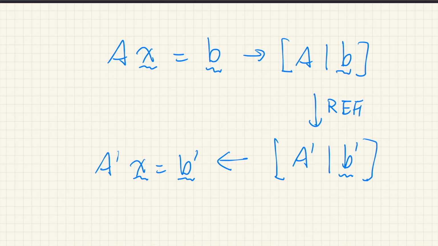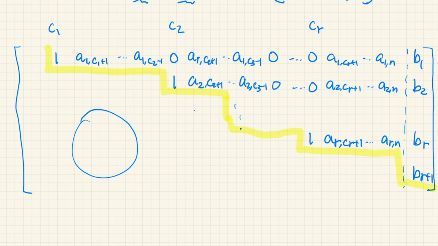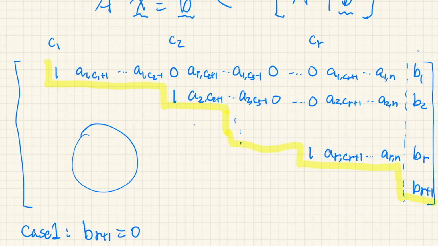For this reason, we may assume that this augmented coefficient matrix is already in the reduced echelon form to begin with. So suppose we have the augmented coefficient matrix, which is already in the reduced echelon form like this. This is the first pivot, second pivot, and so on. This is the rth pivot. And this element, b r plus 1, can be either 0 or 1. So we consider these two cases separately. The first case is when this element is equal to 0.